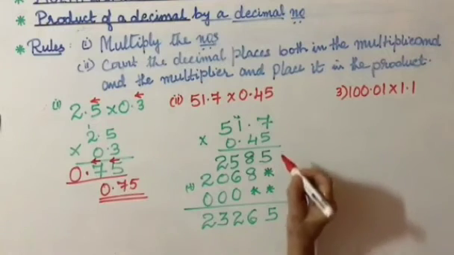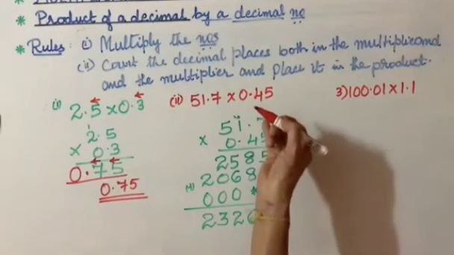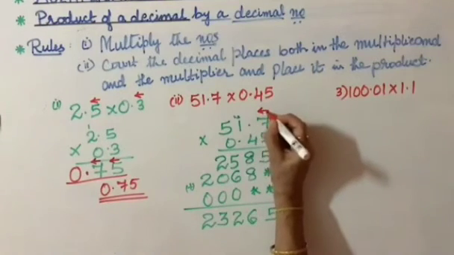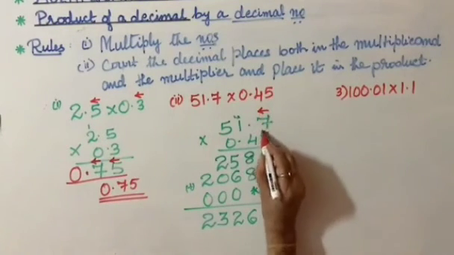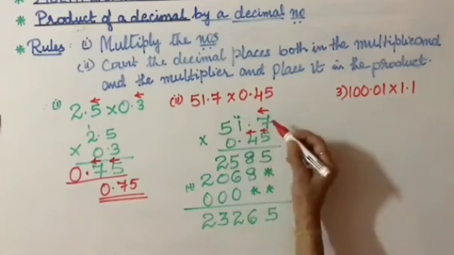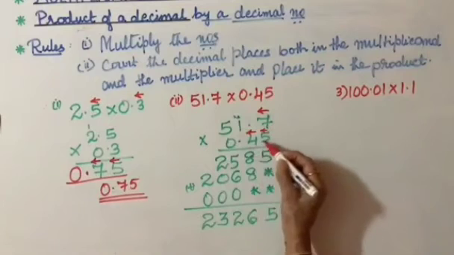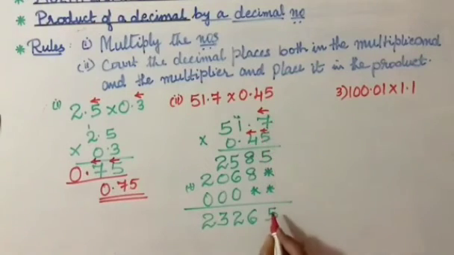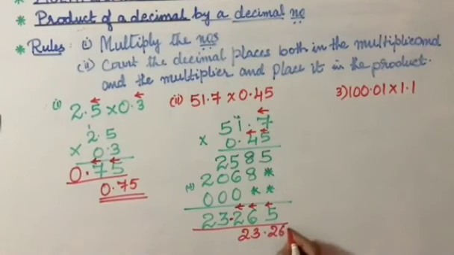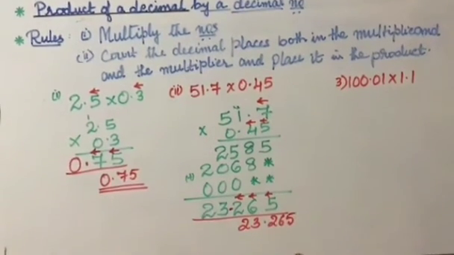Now count the number of places. In the multiplicand I have 1 place. In multiplier I have 2 places. 1 plus 2, 3. So here 1, 2, 3. Place the decimal. So the final answer is 23.265. Is it visible?